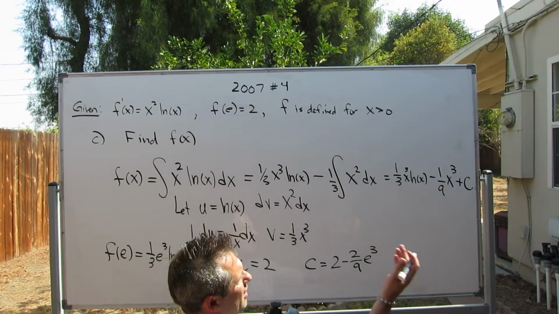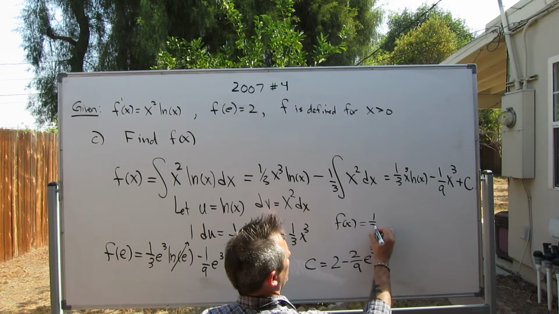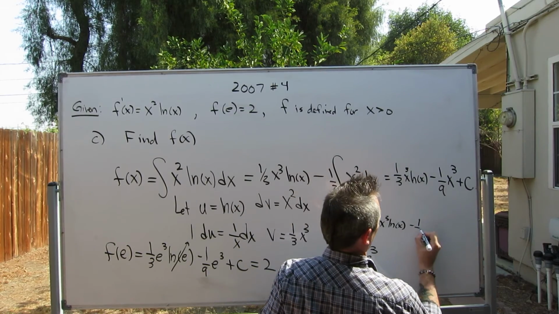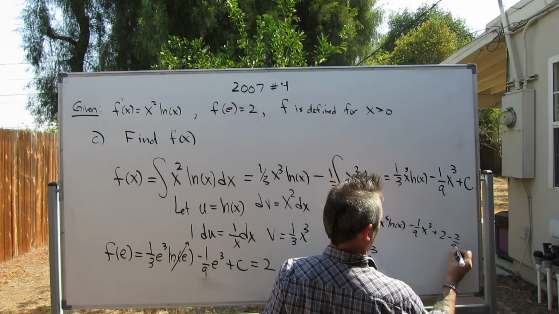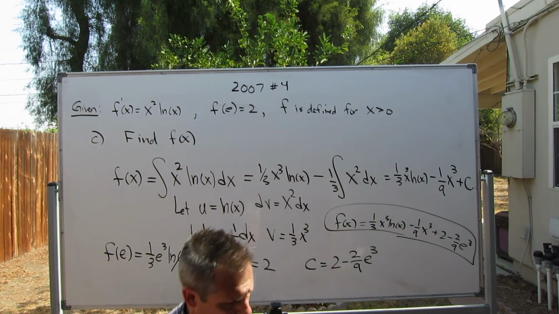And so I plug that back in, and my final answer for f of x is therefore 1/3 x cubed natural log of x, minus 1/9 x cubed, plus 2 minus 2/9 e cubed. And that's my final answer.